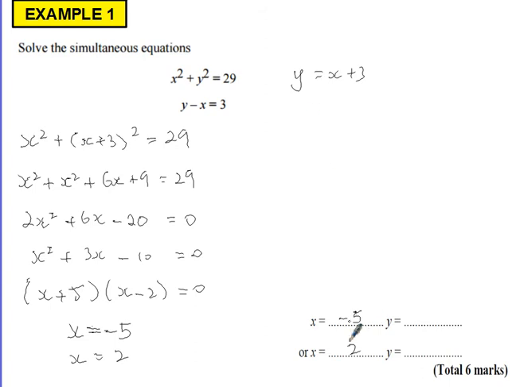So I've now got two values of x, but for each value of x there's a value of y that goes with it. So we need to go back to this and substitute in these values to find out what value of y goes with these values of x. So y subtract negative 5 equals 3. So I've substituted in that value of x into this equation. So y plus 5 is equal to 3, so y equals negative 2.